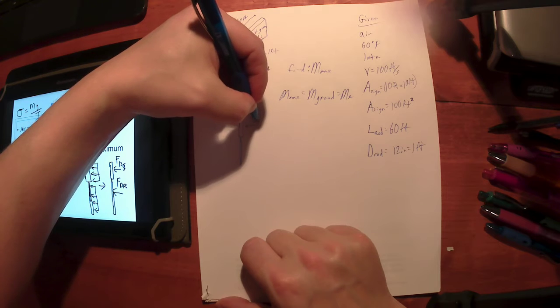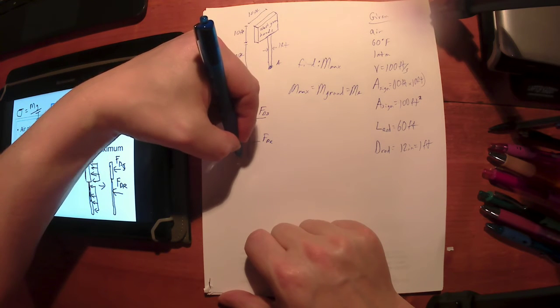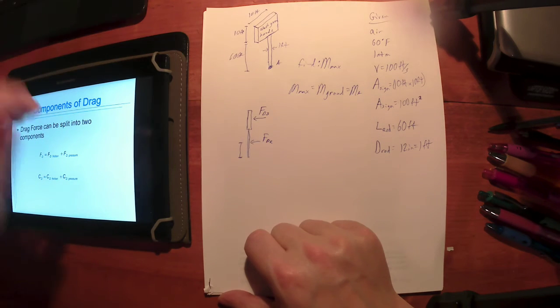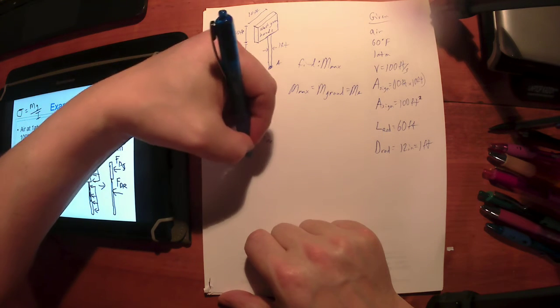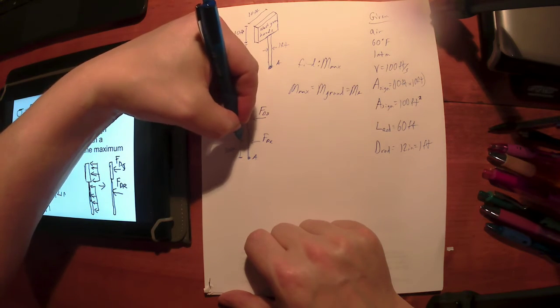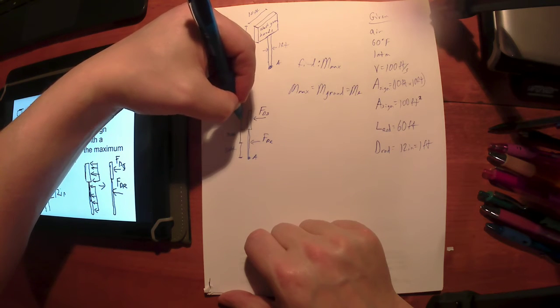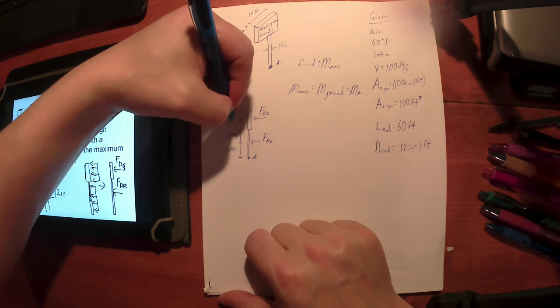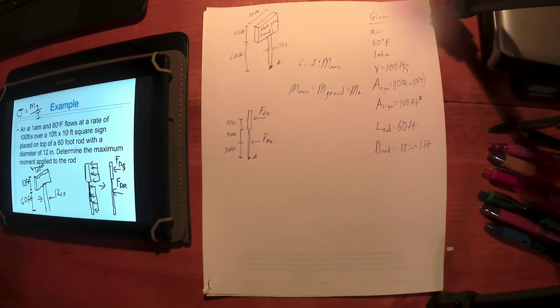Drag force applied to the sign. Drag force applied to the rod. Distance is here, so that's going to be applied in the middle of the rod. That's going to be 30 foot from point A. And I've got another 30 foot up to the top of the sign. And then another 5 foot to the middle of the sign where the drag force on the sign is being applied. So I have two forces being applied to this thing.